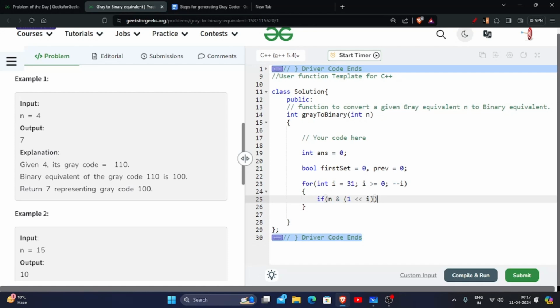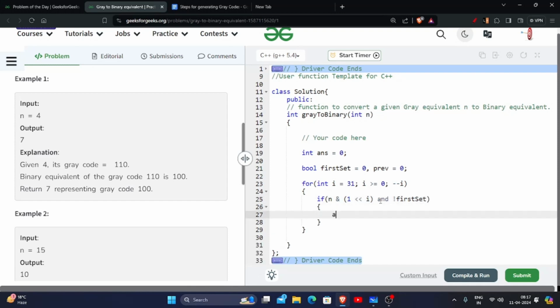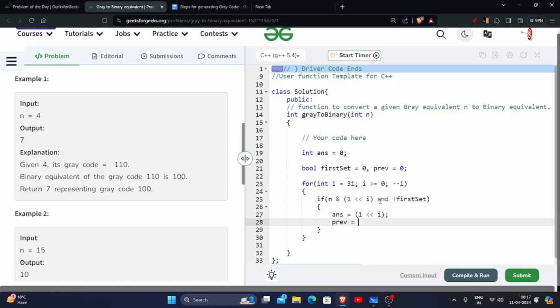Okay, I'm not checking not equal to 0, because that itself means that it is not 0. So if this is set, and we have not found our first set bit till now, I can actually say the answer would be equal to this, because this would be part of my answer. And now the previous and first set bit would be 1, because now I have found the first set bit also, and the previous for this is 1. Why? Because this bit is set.